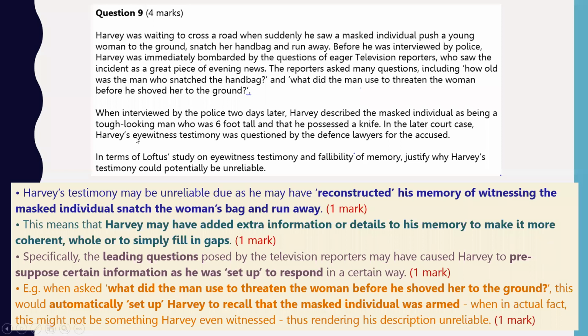Miss? Yes? Can you also talk about context-dependent cues in this? Yes, you definitely can. But in this specific question, it doesn't apply. If there was a part B to this question, for example, that said, explain how the police could make Harvey's memory of the event a little bit more reliable, you could say then that the police could use context-dependent cues by taking Harvey back to the scene of the crime. And there might be certain things in the environment that jog his memory or that make him remember the actual event.